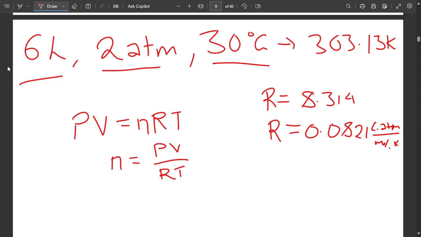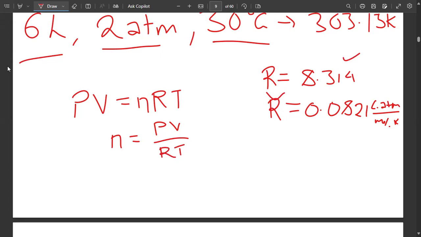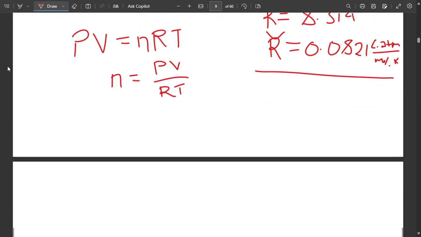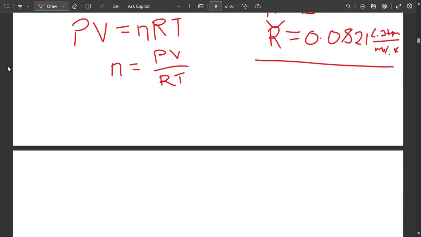A lot of people don't know where to use this R and this R. People don't know where to apply them. But in this case, since we can either convert or not, I'll go with it. Let's just use the same units that we've been provided with here.